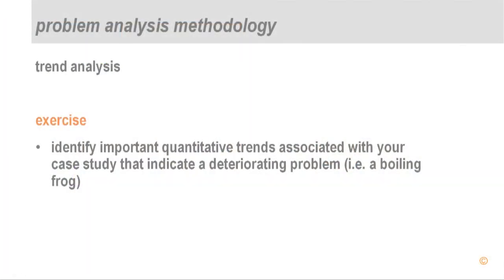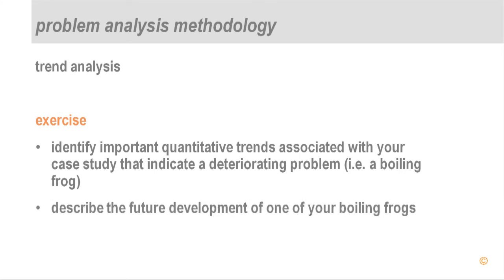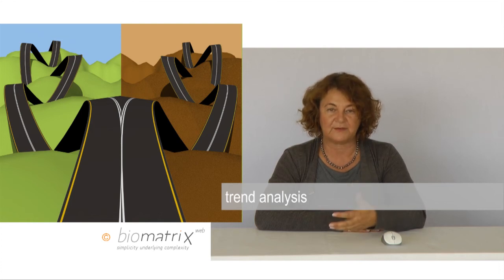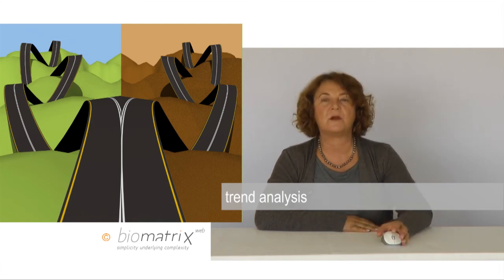We would also like you to do a qualitative forecast. So take one of your boiling frogs and describe how it has changed over the last 5 years, how it has become gradually worse, and how it would change over the next few years if the current momentum carries on as it does now. So both quantitative and qualitative trends, if they're getting worse, can be boiling frogs. But we want you to describe the one quantitatively and another qualitatively.